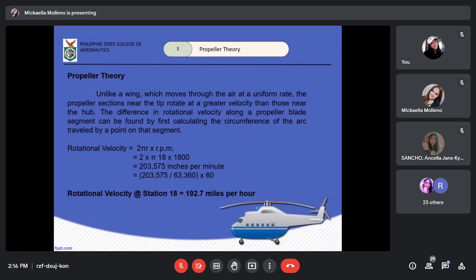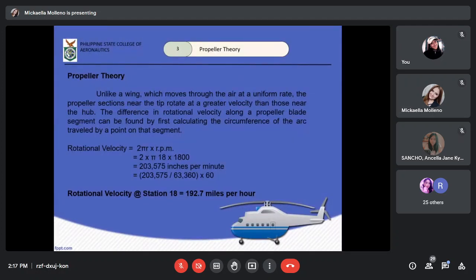So we hear na sa propeller theory, unlike a wing which moves through the air at a uniform rate, the propeller sections near the tip rotate at a greater velocity than those near the hub. So the difference in rotational velocity along a propeller blade segment can be found by first calculating the circumference of the arc traveled by a point on that segment. Again, going back sa fact na the tip does not travel the same speed as the root, we have differences in rotational velocity kapag propeller yung pinag-uusapan.